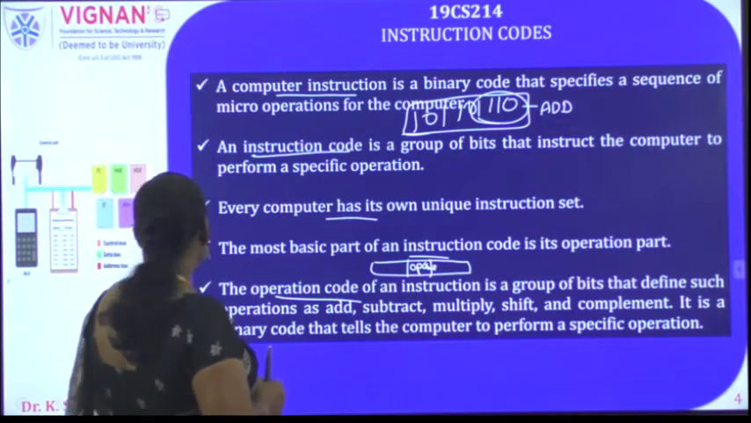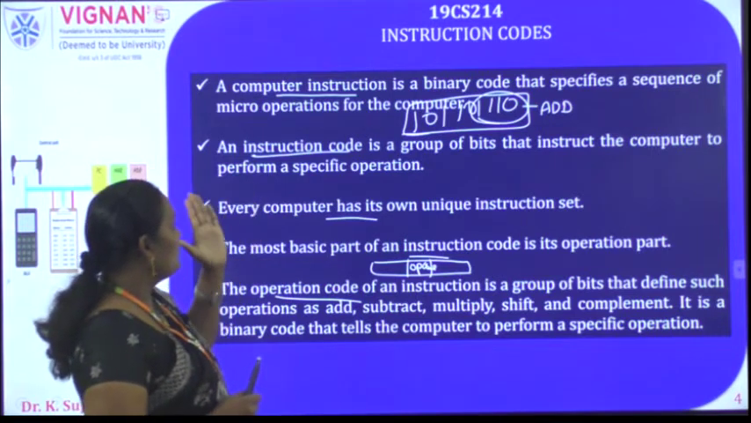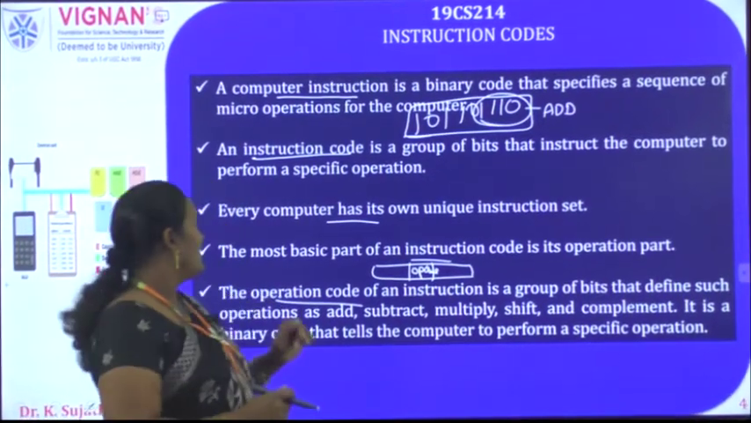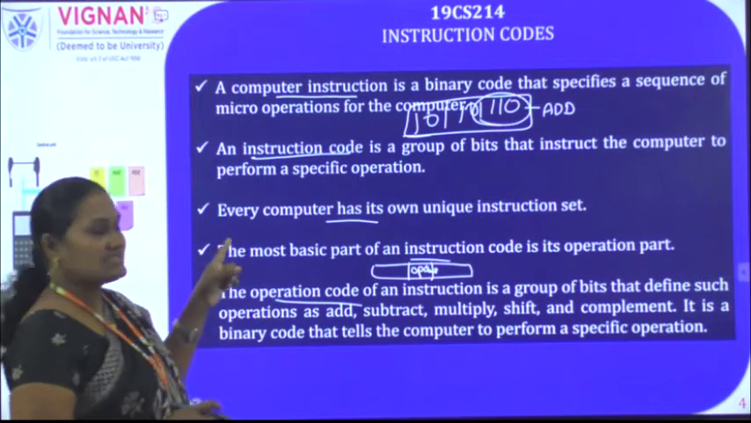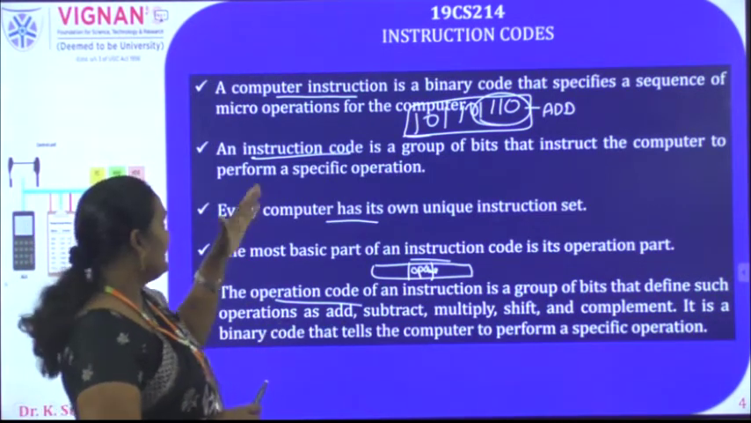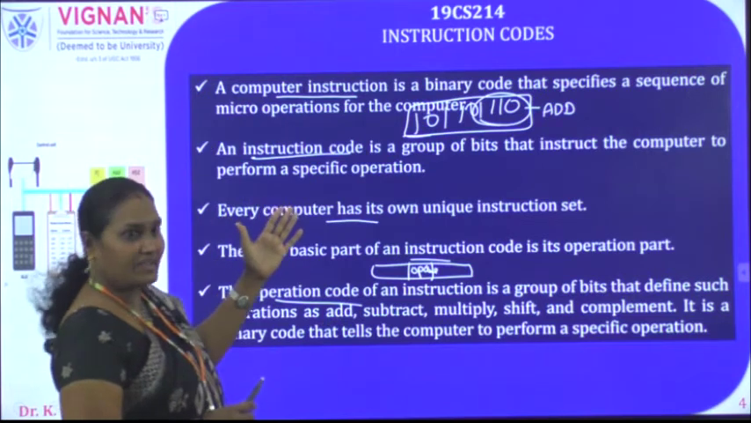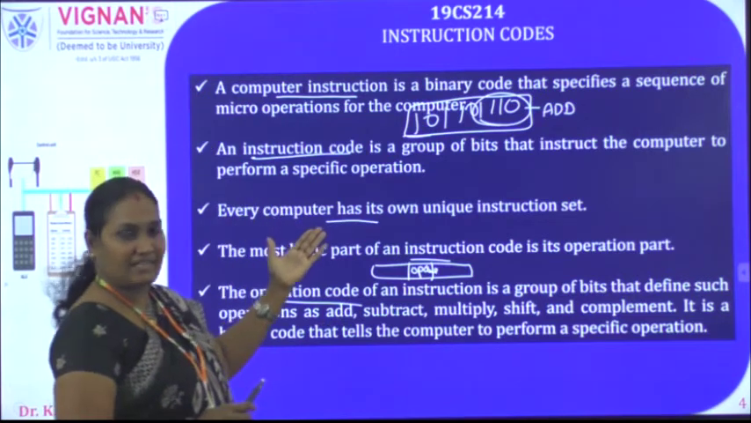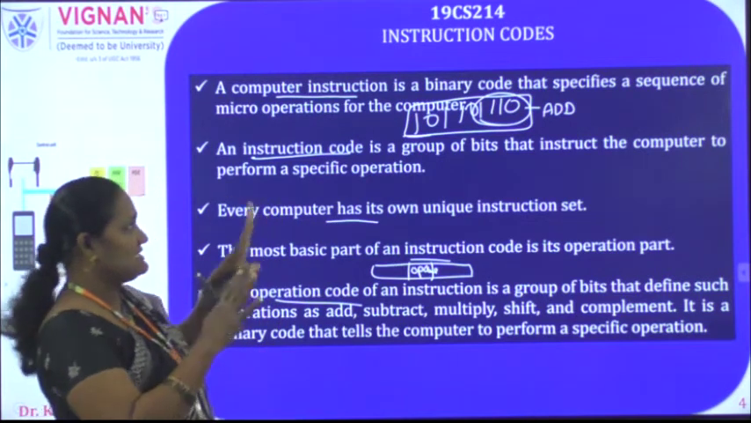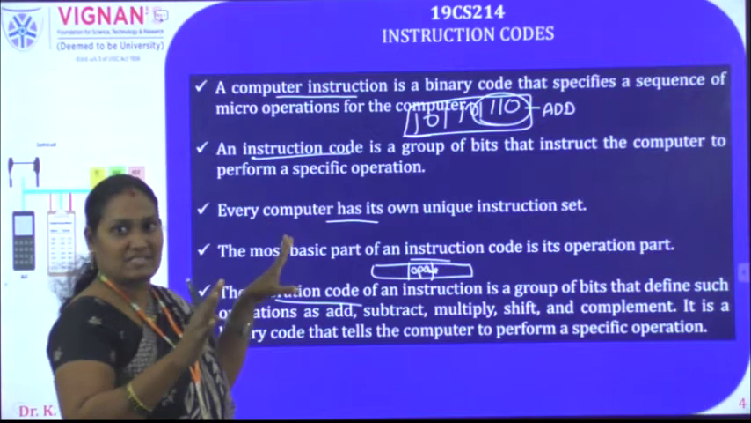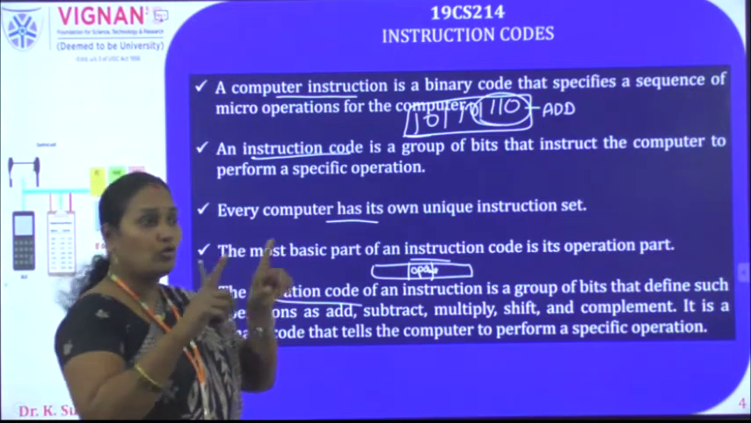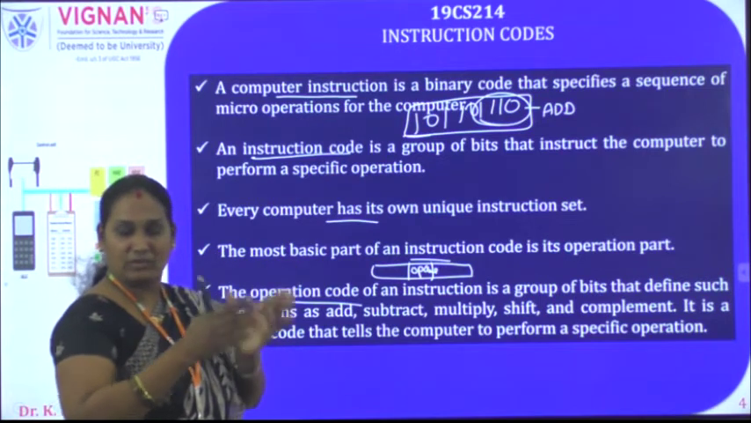So here we saw what is a computer instruction, what is an instruction code, and what is an operation code. Computer instruction is a binary code, instruction code is a binary code, and operation code is also a binary code. Computer instruction is a general term. It represents a sequence of micro operations. Instruction code means a group of bits. It is divided into a number of parts.